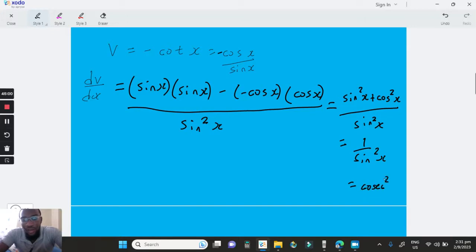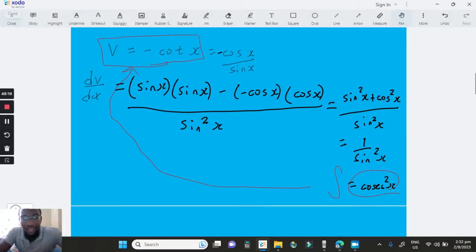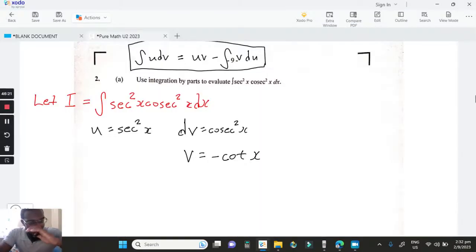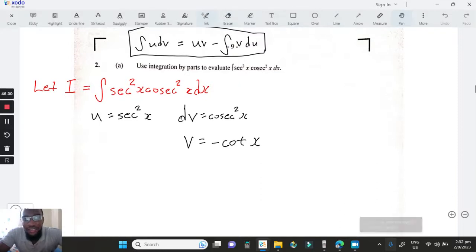So notice what I just did. I just proved to you that when you differentiate cot, you get cosec square x. So when you integrate cosec square x, you're going to get back cot. That's what I just did, all right? So you don't need to memorize it. You can always do it on the side of the paper, over here, over there. So if you don't remember, that's fine.